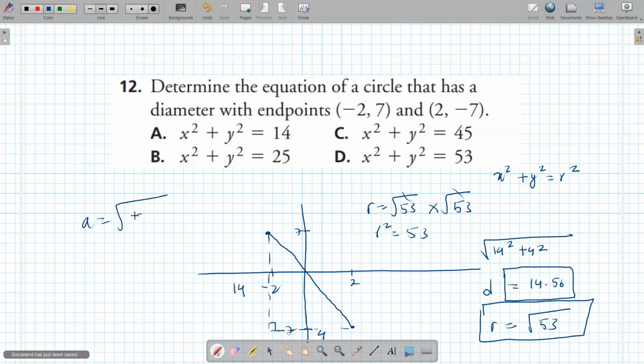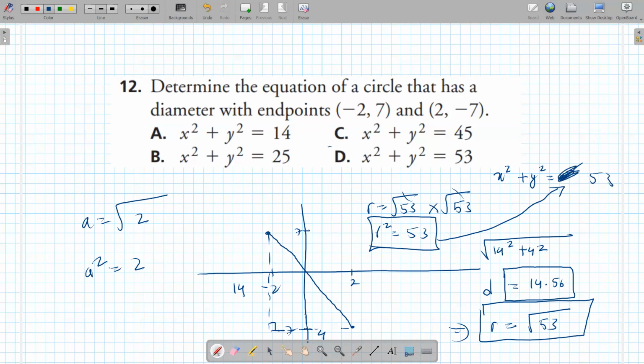If a is √2, a squared would be 2, okay? If it's squared, then they cancel, it cancels out the root. So if r is √53, r squared is going to be 53, and that's what the equation uses. So r squared, replace that with 53, the answer is D. Cool?